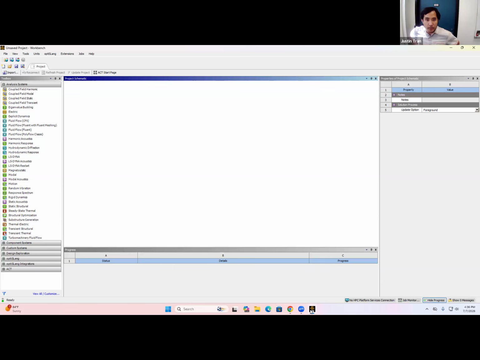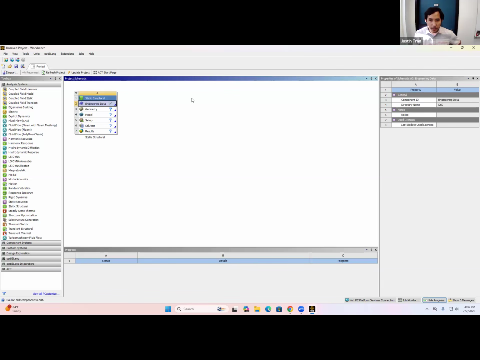So we have Workbench here that we've opened up. Just like activity 1, we're going to be running a static structural simulation. So let's go ahead and click static structural and then drag it into the workspace here. That's going to create our static structural menu here, and we'll be working off this for the activity just like activity 1.